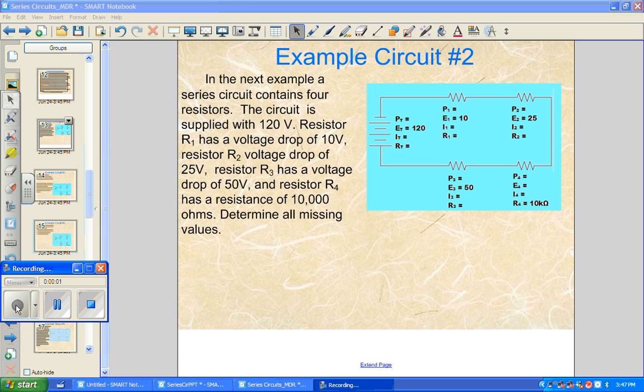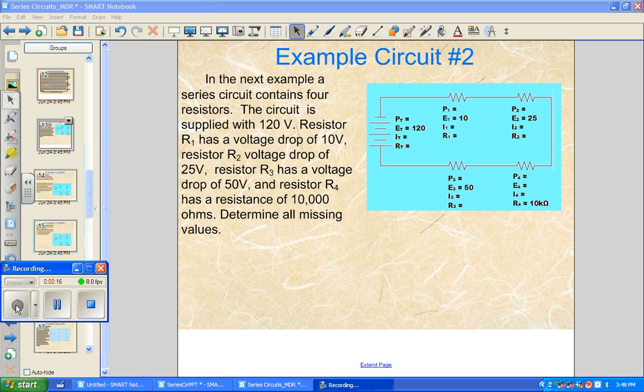This is part 2 of the series lecture. We're going to do an example problem real quick. No big deal, just a couple slides here. And in this example, we have a 120 volt supply.